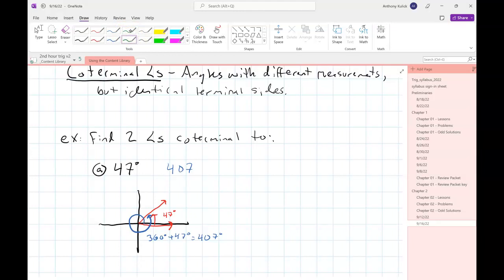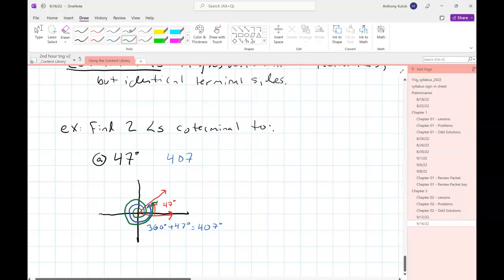If I want to find another one, what can I do? Well, what if I start again at the same initial side and go once around, then a second time around, and then end up back at the same terminal side? So I did 360 for once around, 360 for the second time around, and then the 47 to get back to the same spot. So I would have said 767.